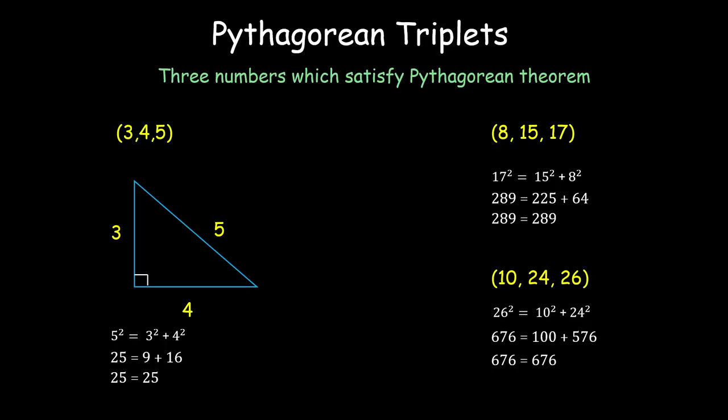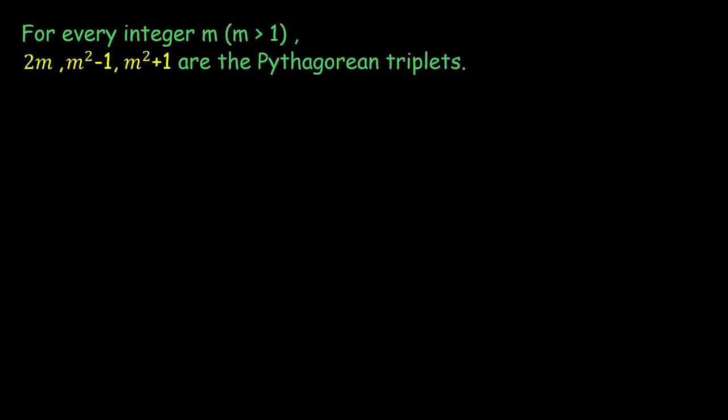Now, we can have multiple Pythagorean triplets like this, but we cannot keep on doing hit and trial to find out these triplets, right? There must be some easier way out, and there is a formula. For every integer m where m is greater than 1, 2m, m square minus 1 and m square plus 1 are the Pythagorean triplets. For example, let us take m equal to 2.